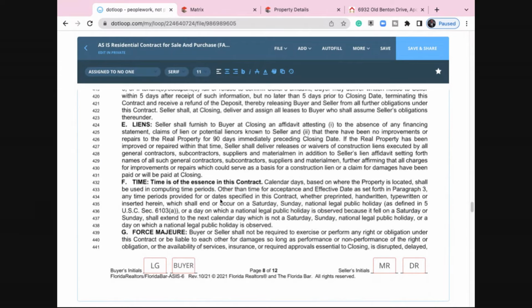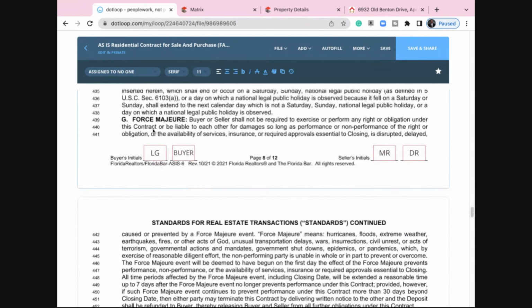The title company is responsible, will do a lien search and so on. Now, I do want to talk about force majeure, because this comes up, especially in Florida.